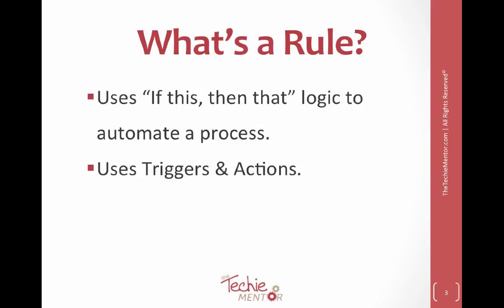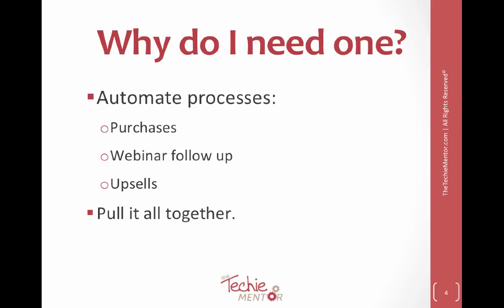So a rule uses triggers and actions, which we're going to talk about. So basically, a rule is just an if statement. Well, if this happens, then do what? Right? And that's what the whole sequence is all about. So why do you need these? They truly automate a process. Otherwise, a lot of times you'll have what's called a leaky sales funnel. And we're going to talk about sales funnels here in just a minute.